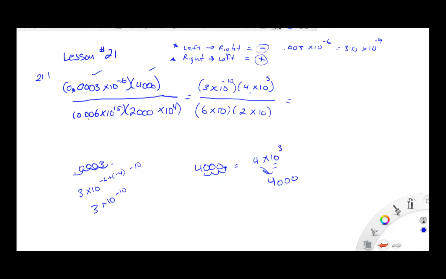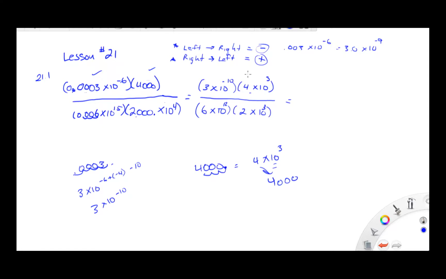Do the bottom ones. This already has to the power of 15. But again, we're going from left to right. So we're going to go 1, 2, 3. So it's going to be 6 times 10, and then we're going to say minus 3, so it's going to be to the 12th power. This one, we're going to go from right to left, 1, 2, 3, so it's going to be 2 times 10 to the positive 3rd power.